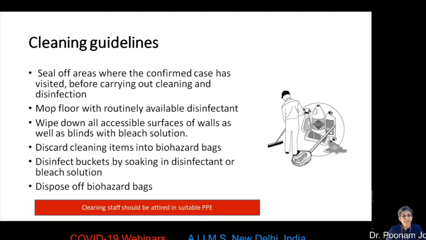Wipe down all accessible surfaces of wall as well as the blinds with bleach solution. Discard cleaning items into biohazard bags. Disinfect buckets. The buckets which were used for the cleaning purpose should be disinfected by soaking in 1% hypochlorite or bleach solution. Dispose of the waste generated as a result of cleaning into biohazard bags. Cleaning staff should be attired in suitable personal protective equipment. This is something very essential and mandatory.